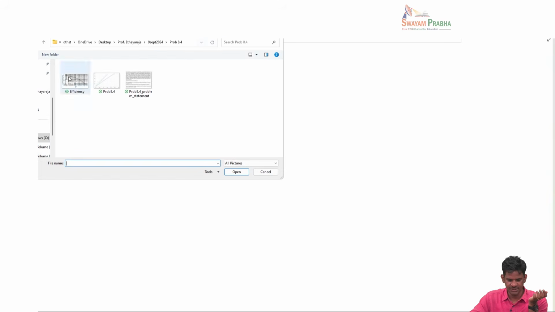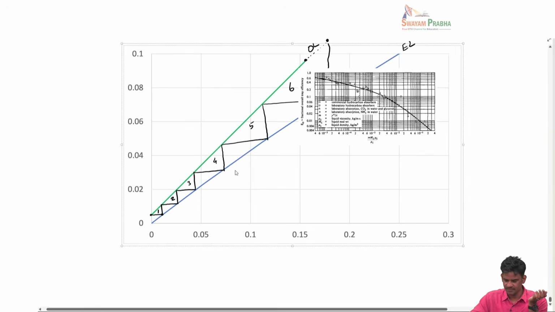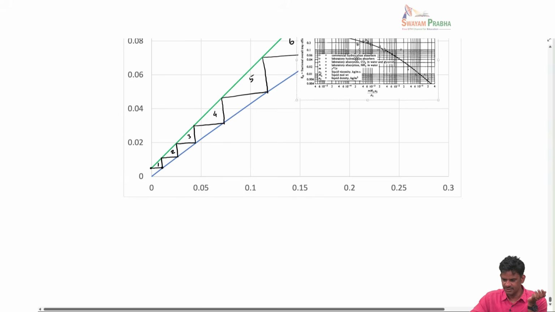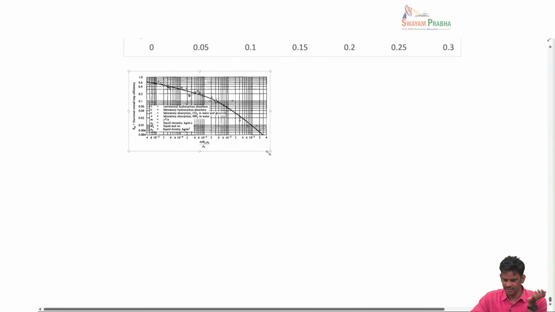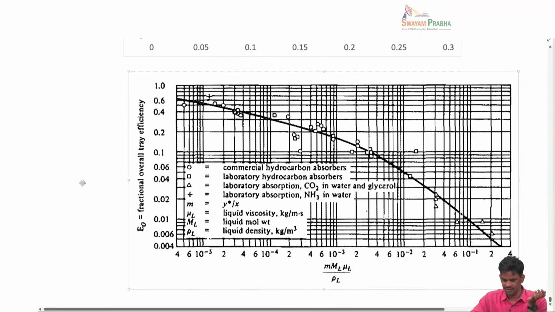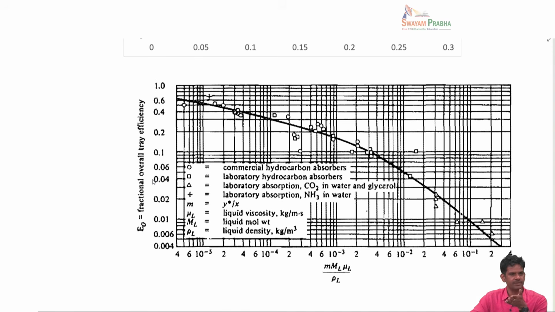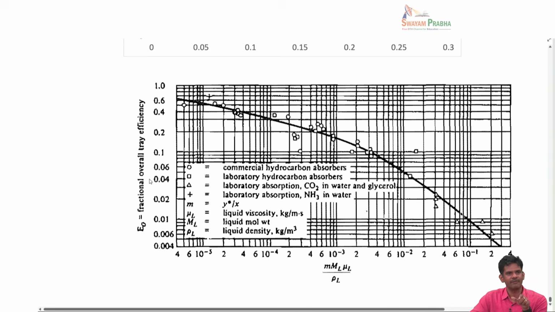For that, I'm going to introduce a chart. It's called the efficiency chart. This is an empirical chart talking about the overall efficiency. On the y-axis, the overall efficiency is given. The overall efficiency is nothing but the number of ideal stages divided by the number of real stages. That's the overall efficiency.